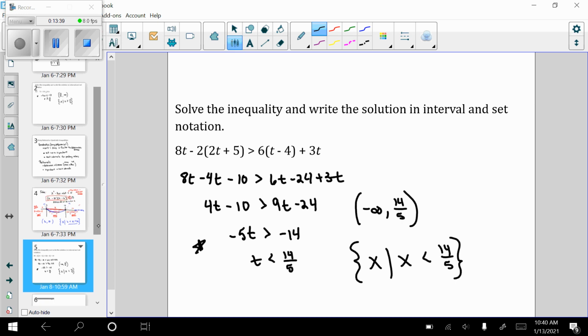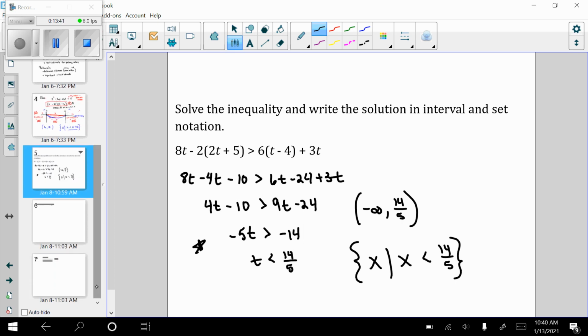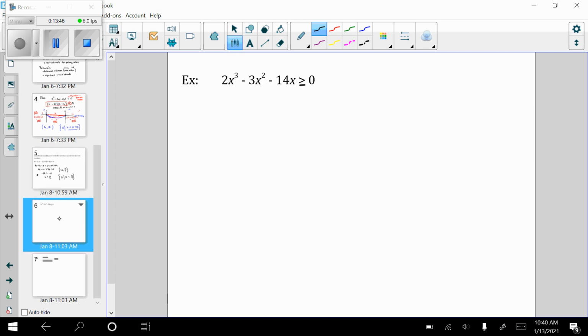Okay, so now let's do another more complicated one. Looks like we have 2 more examples. One's a polynomial and one will be rational. Okay, so this is a cubic function. So we need to do some factoring. So I'm going to pull out my greatest common factor x, minus 3x minus 14. Okay, so factoring 2x squared minus 3x minus 14.